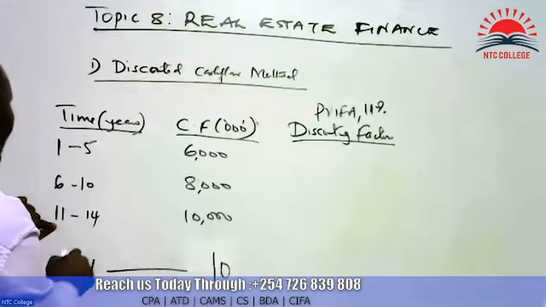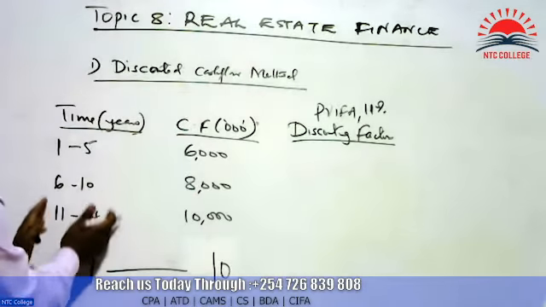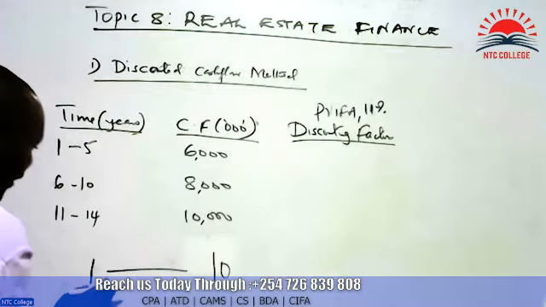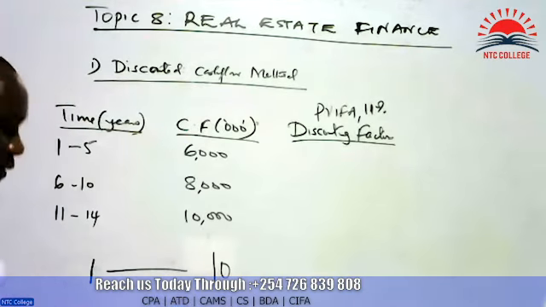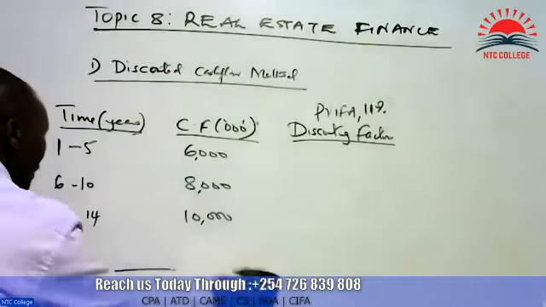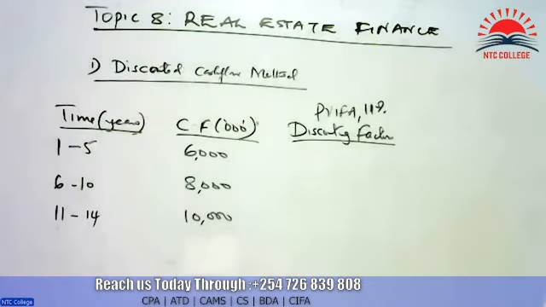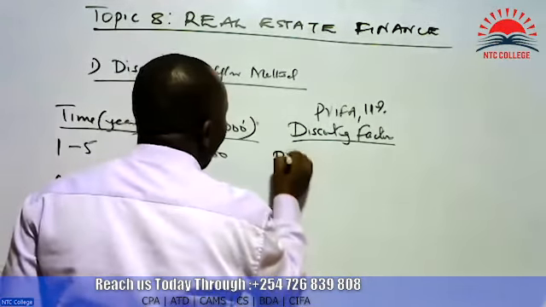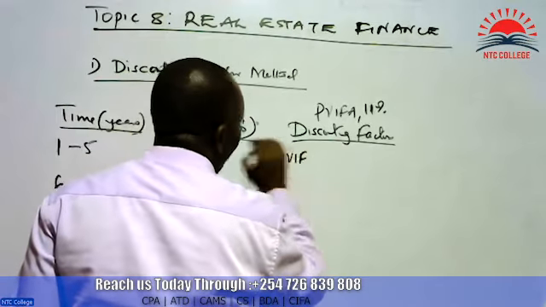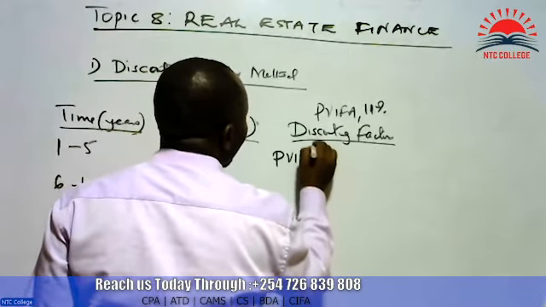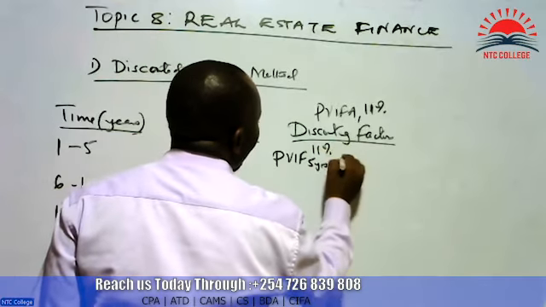So PVIFA, you cannot do for only the specific period in the middle. You'll be able to do it from the beginning to the end, and then you get the difference. You'll be able to see what I'm going to do. So let's start with the first one. So PVIFA for the first one, we are going to have PVIFA for 5 years at 11%. What will that be?